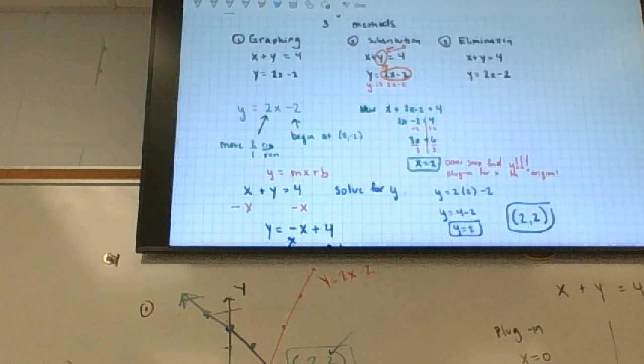Plug into the original. So find x. So I'm just going to do x plus 2 equals 4. Subtract 2 from both sides, and there it is. x is also 2.